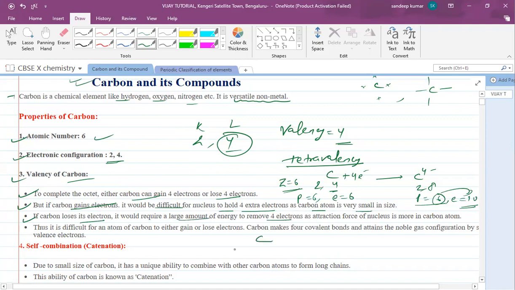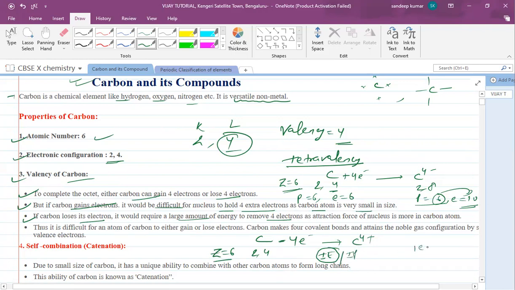Here atomic number is 6, so 2,4. See, to become stable, it can lose 4 electrons. So it will become C4 plus. See, to remove these 4 electrons, we need ionization energy. Ionization energy is nothing but the amount of energy required to remove the valence shell electron. To remove the valence shell electron, we need energy, that is ionization energy or ionization potential.